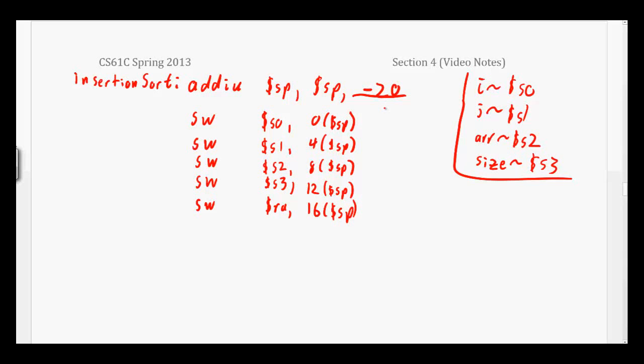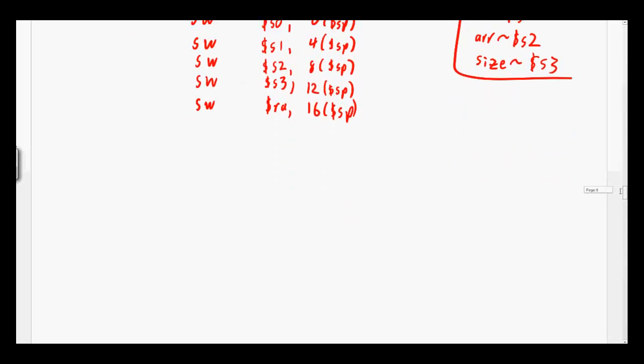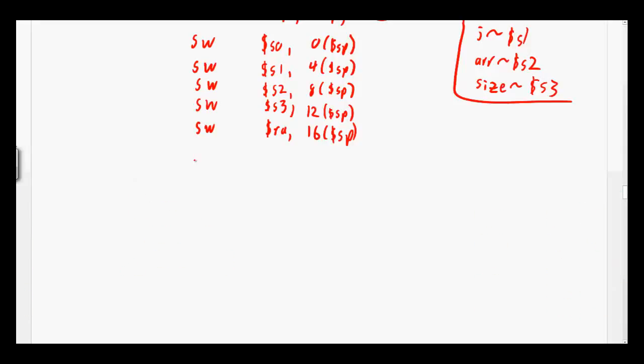We'll notice we're storing 5 elements on there. So each one needed 4 bytes of space. 5 times 4 is 20, so we move the stack pointer down 20. Remember, the stack grows down in memory. So now we've got our prologue in. Let's start writing code.